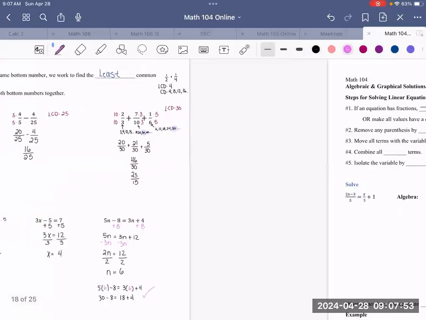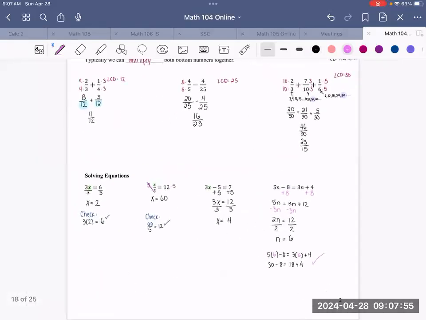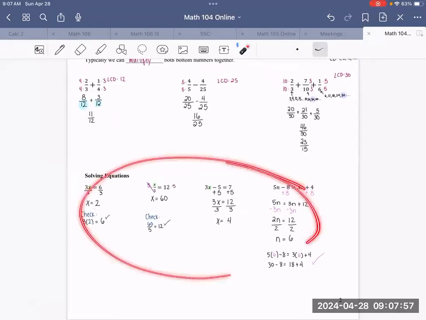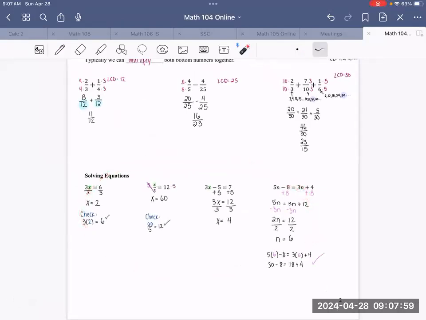All right, and I believe that is it. We are going to be seeing lots of fractions in our next section, so make sure you feel comfortable working and manipulating with fractions.